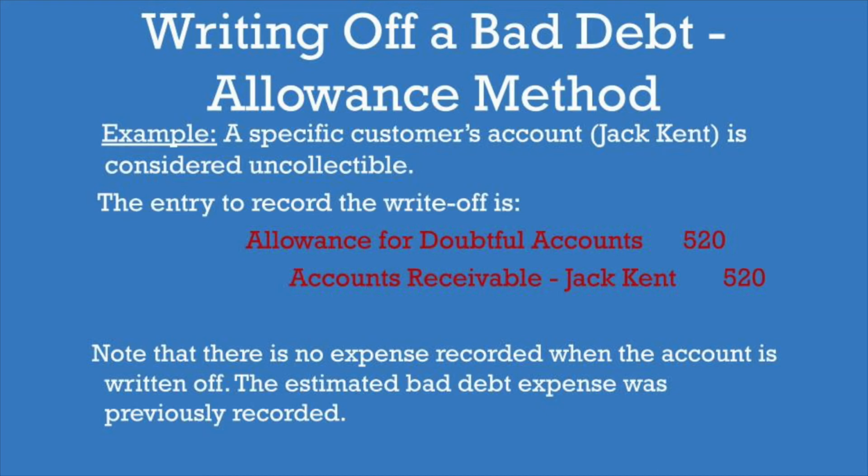So in order to write it off, we do this journal entry: allowance for doubtful accounts debit, $520, which was the amount of the write-off, and accounts receivable credit for Jack Kent, $520. Now remember, when the accounts receivable was set up for Jack Kent, it was debited for $520 for him. Now we're saying he's never going to pay that. So effectively, we're going to draw down our allowance for doubtful accounts that we set up at the end of the period, and we are going to record the fact that Jack's $520 is never coming in, so we're reducing the accounts receivable for him. So note that there's no expense recorded when the account is written off. The estimated bad debt expense was previously recorded at the end of the period.